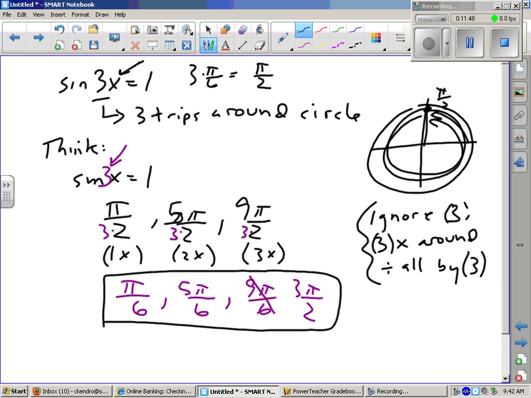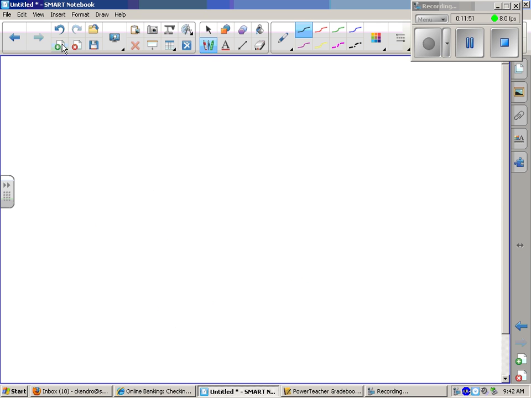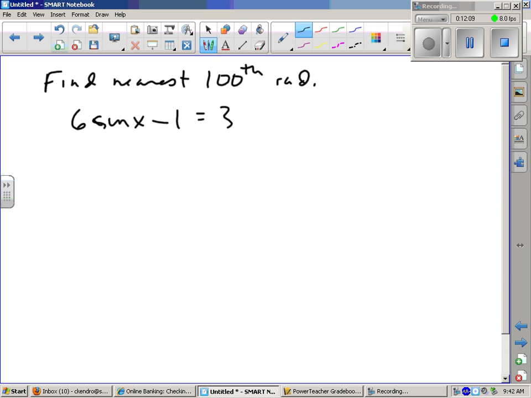Okay, one more idea. Sometimes you're going to find answers to the nearest hundredth of a radian. These are problems that don't come out to things on the circle. So let's try one. 6 sine x minus 1 equals 3 sine x plus 1.